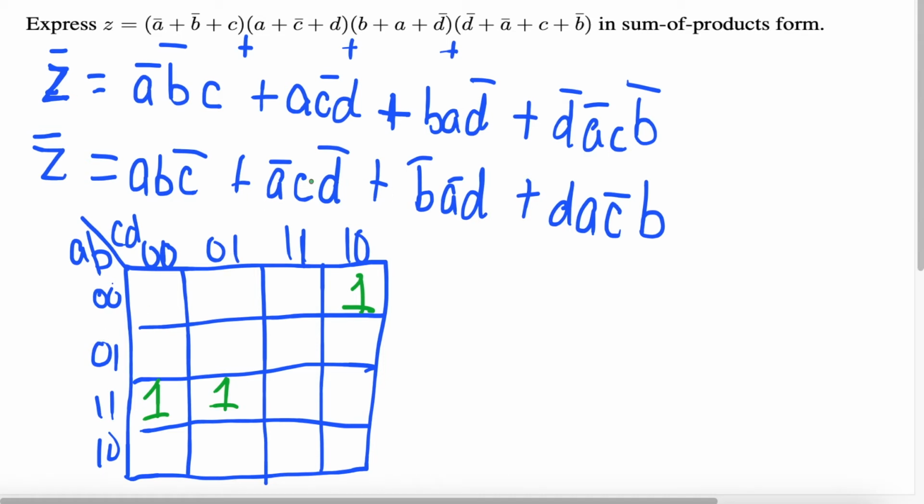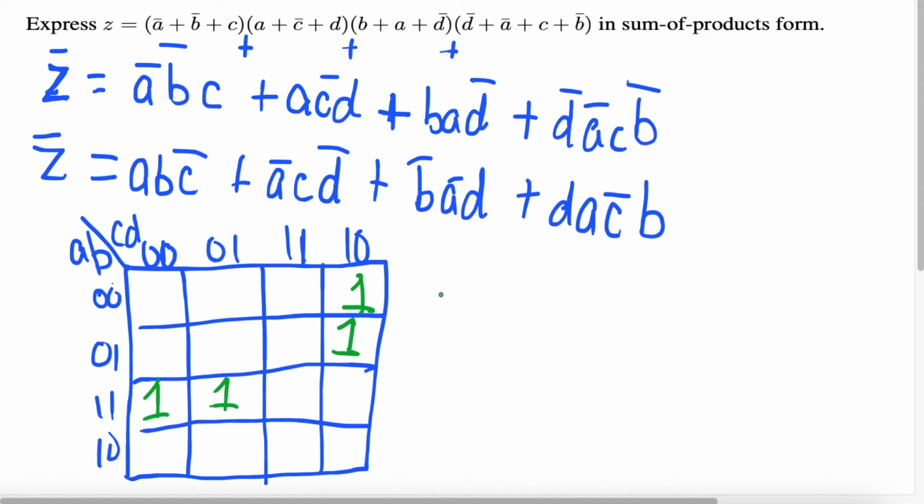Oops, sorry, a quick mistake that we made earlier. We see that a bar, c, and d bar, there's actually the 1 also here, right? Because a is also equal to 0, c is equal to 1, and d is equal to 0. So make sure not to forget that extra 1 like I just did. So it's important to recheck your work and not rush it. So we have another 1 over here.